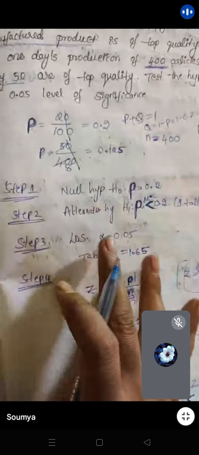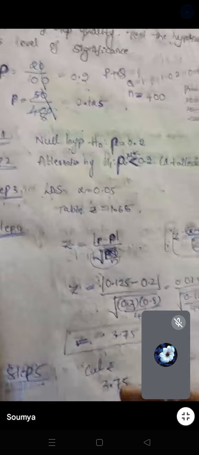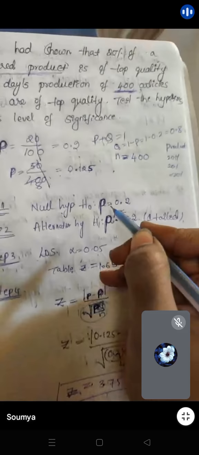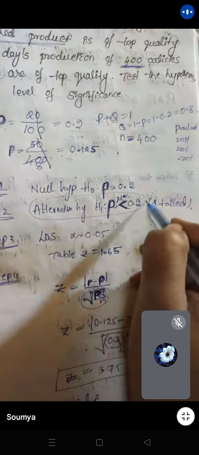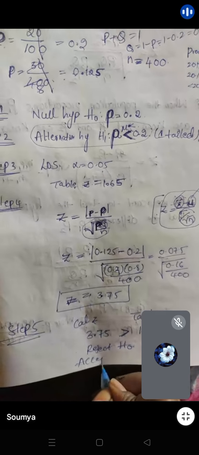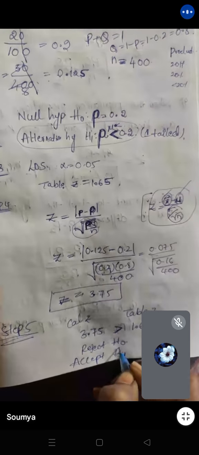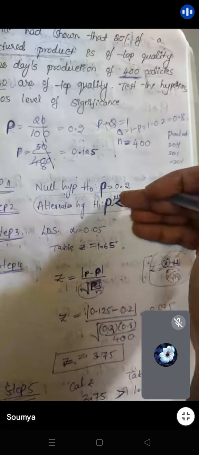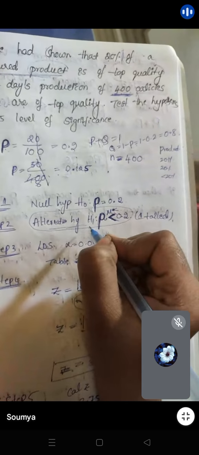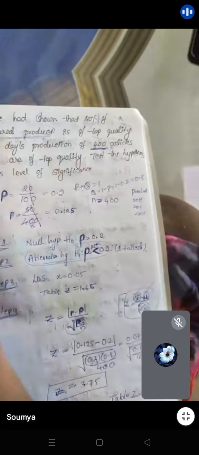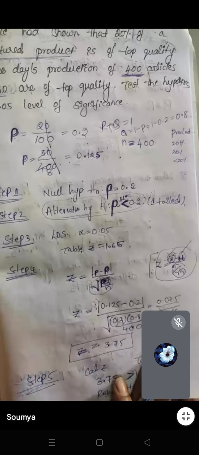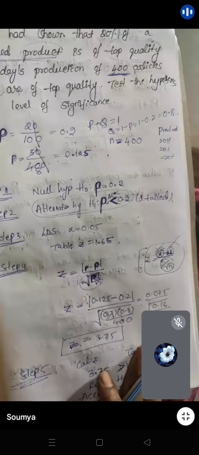I have already explained this. Reject. Right, so reject H naught. Rejecting H naught means I am accepting H1, the alternative, that is P less than 0.2. That means it is not 20% top quality; there is less than 20% of top quality. So that is the answer. Okay, are there any doubts?